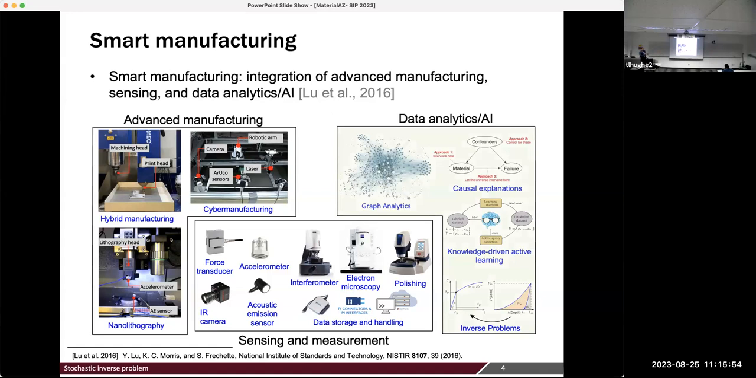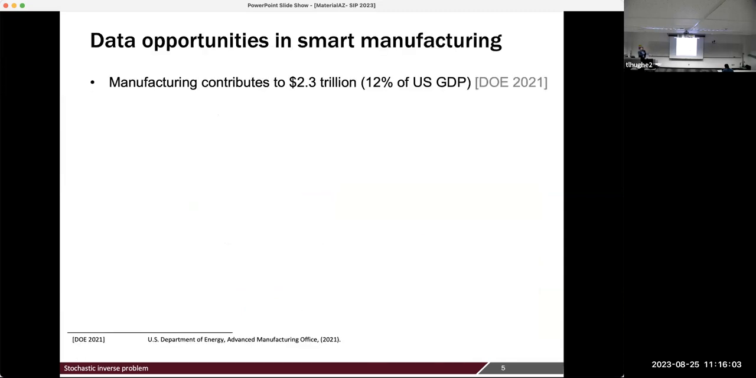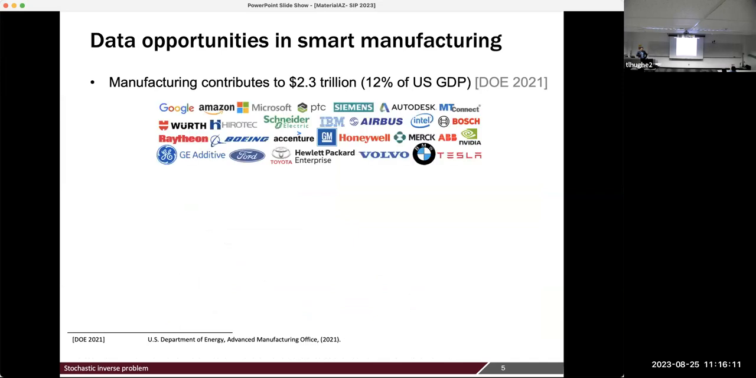Right, so this is smart manufacturing, but what makes smart manufacturing so interesting? I'll give you a couple of pointers here. First, manufacturing contributes roughly $2.3 trillion to the US GDP. That's roughly 12%. And if you think about any big tech giant right now, all of them have their own smart manufacturing test beds that they are working on to advance manufacturing.